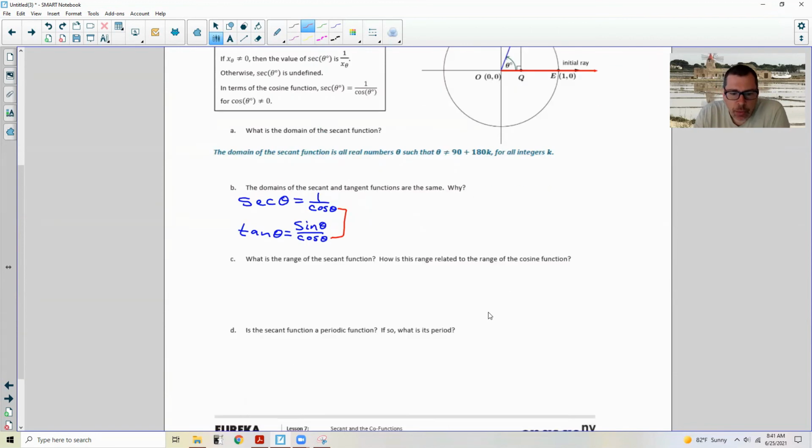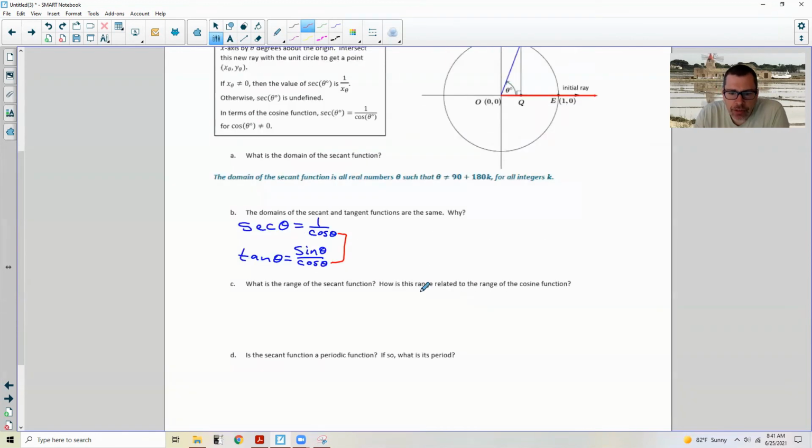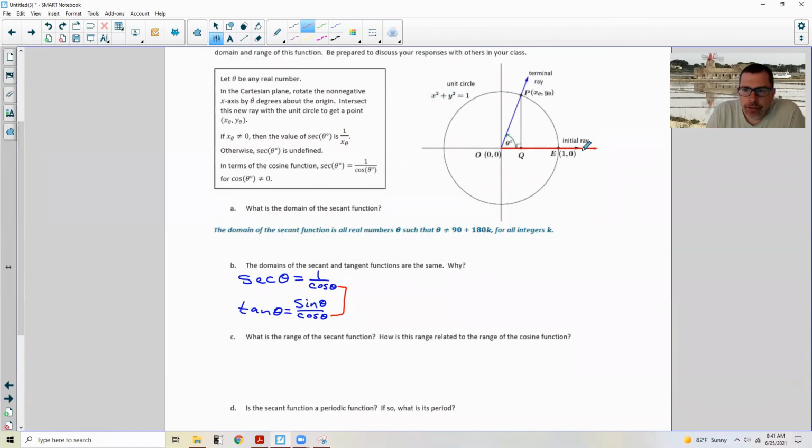Part C, what is the range of the secant function? How is the range related to the range of the cosine function? Okay, so range, what is range? Range is your y. Where can y be? Well, what is y?